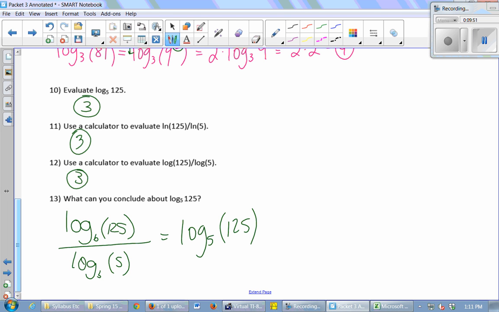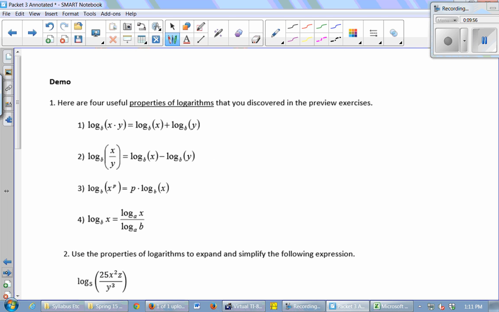So we just did examples of 4 really important properties. Here they are written out algebraically. 4 useful properties of logarithms. If you want to take the log of a product, take the log of each factor and add them together. So again, it looks like you're distributing the log to your x and to your y, but the multiplication becomes an addition.